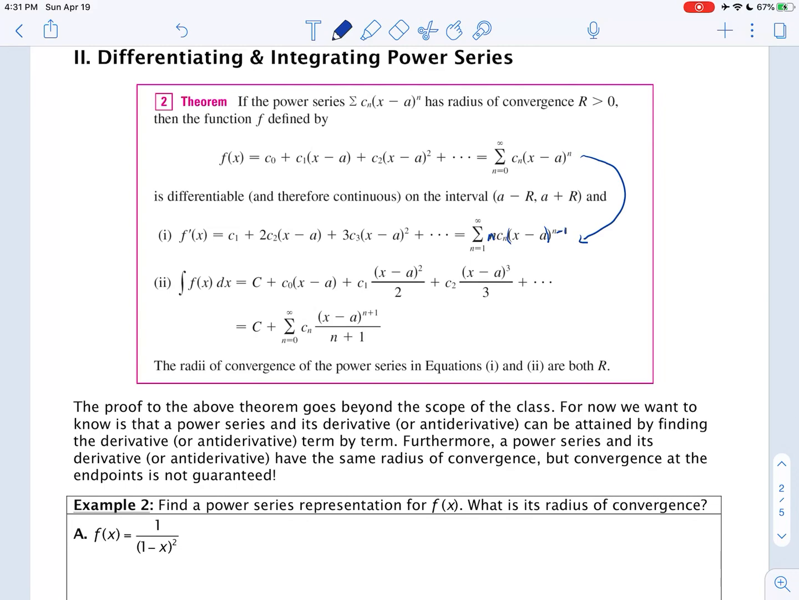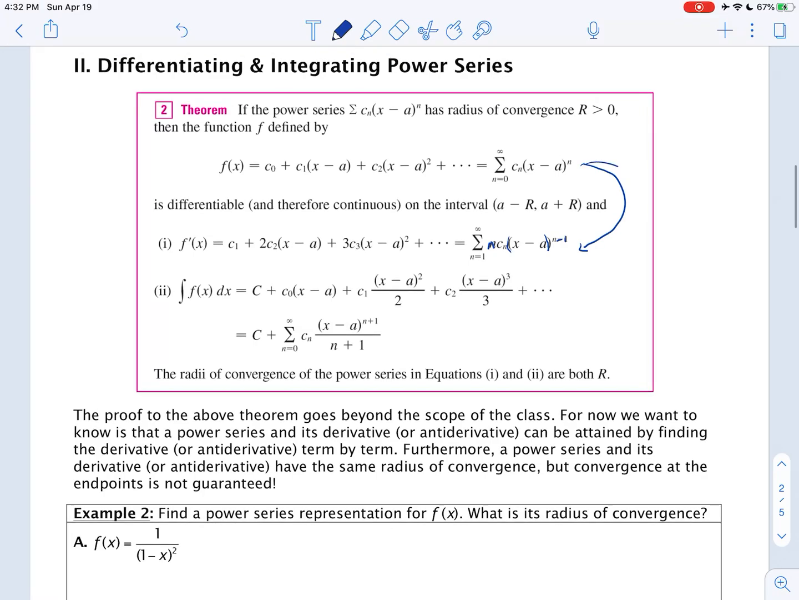So notice that we are taking the derivative term by term. Similarly, in part 2 of this theorem, we can take the integral of f of x, and we would be taking the integral of each term of the series. And if I went from here to here, how would I take the integral of c sub n times x minus a to the n? I would add 1 to the exponent and divide by that exponent.